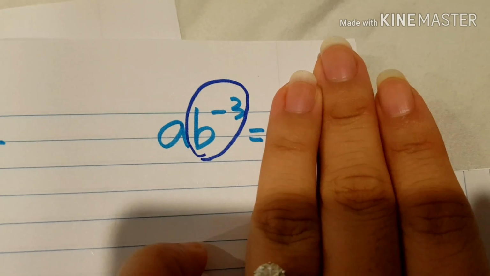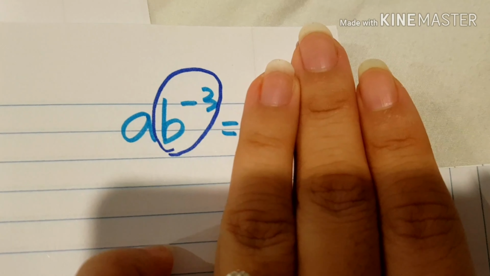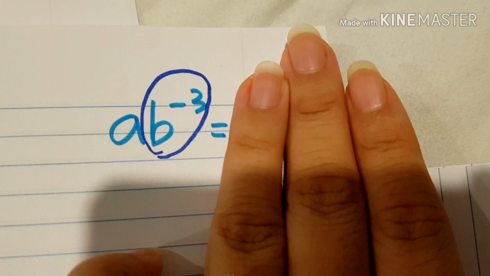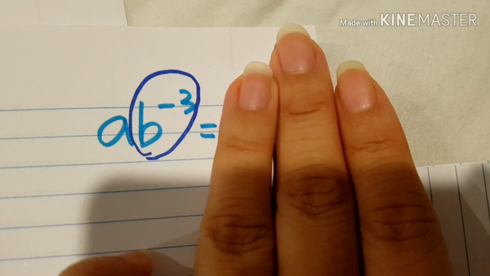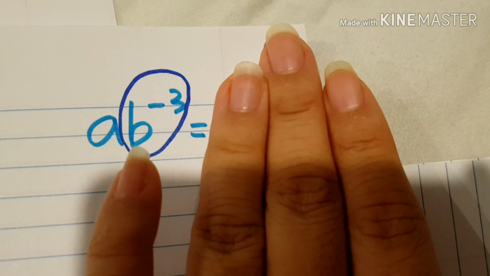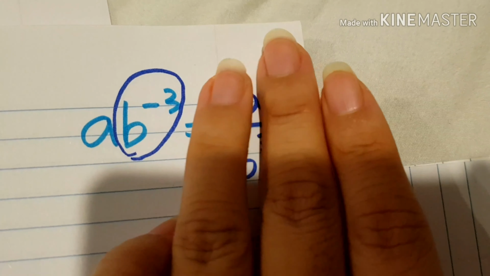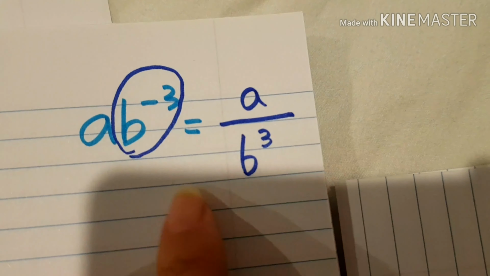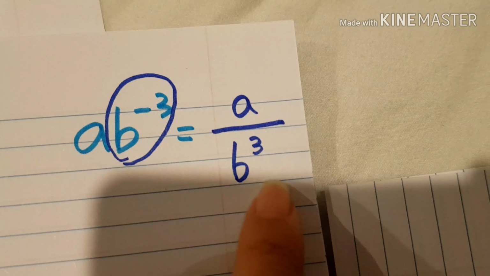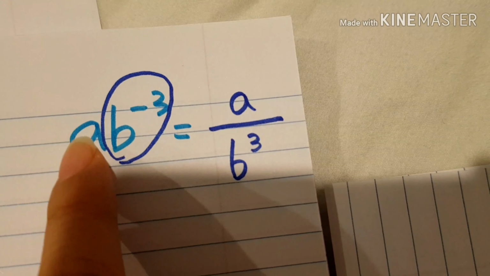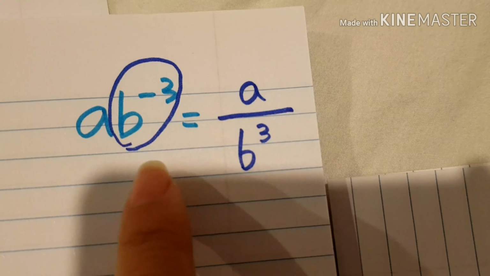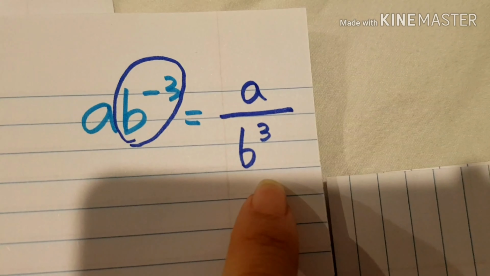Let's have a look if we have variables. A has a normal power, which is 1. However, B has a negative power, negative 3. In that case, it has to be 1 over, so B has to come down like that. B is coming down to B to the power of 3, ignoring that negative sign, and A at the top. You're just switching top and bottom and putting it in a fraction.